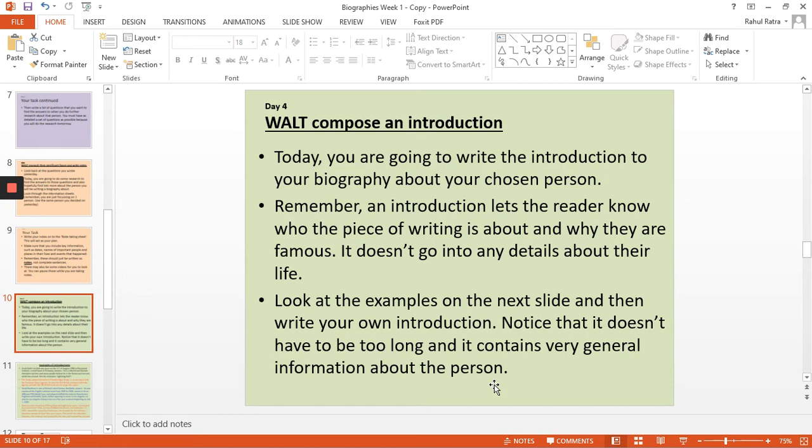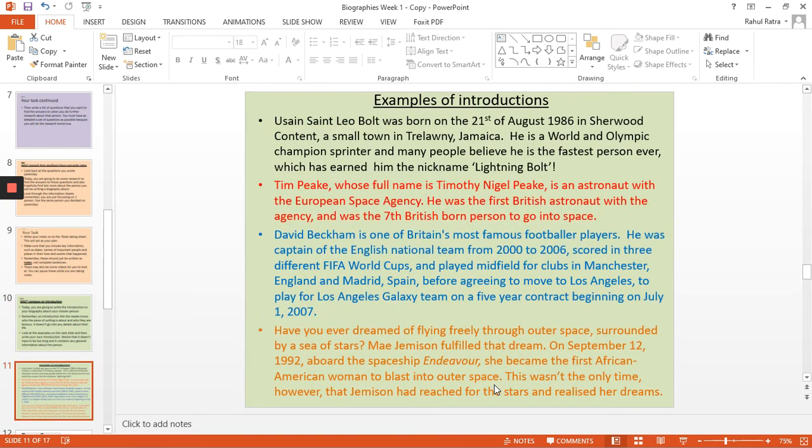So look at the examples on the next slide, and then you can write your own introduction. Here are some examples. Now, if we read these, which I won't be reading in detail right now, but they usually start with the name of the person, where were they born, when were they born, where did they live, what did they do, and what made them famous.